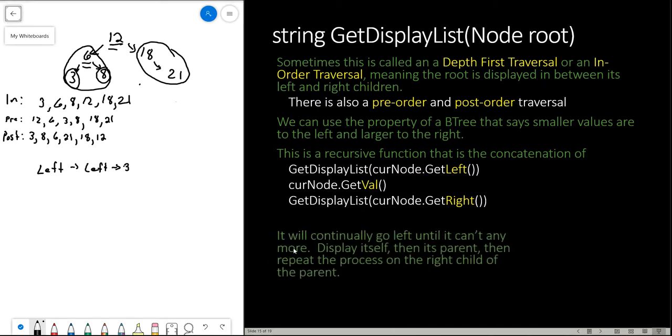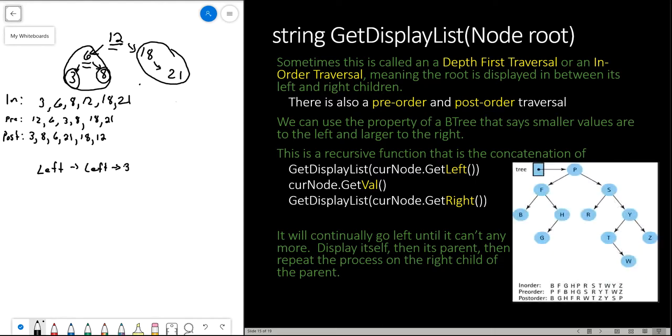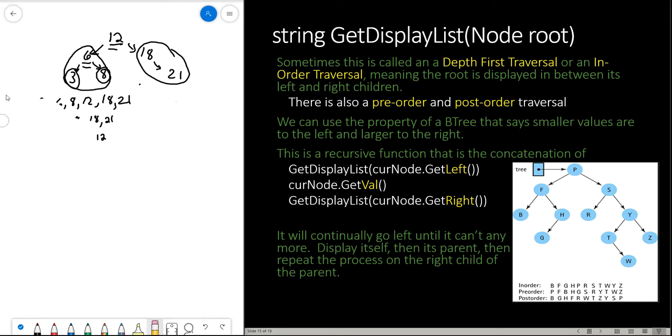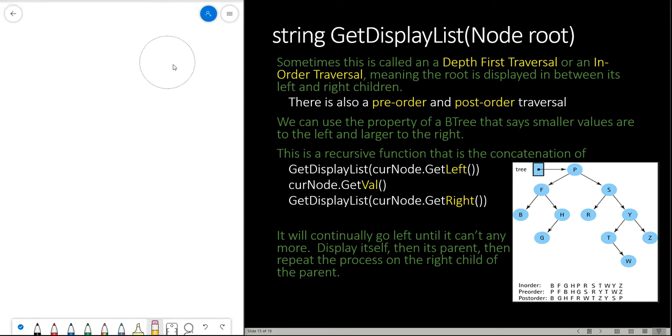Okay. So as it says, it will continually go left until it can't anymore. Display itself, then its parent, then repeat the process on the right child of the parent. All right. So here's a diagram just to show you. Let me just erase all this stuff over here. And we are going to paste this image in here, hopefully. We'll see if this works.